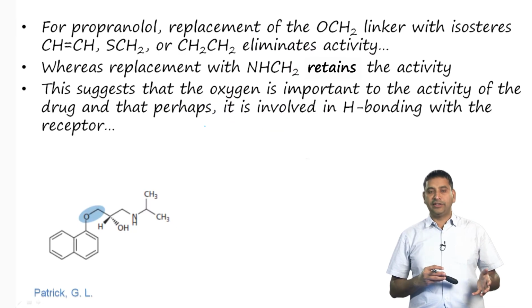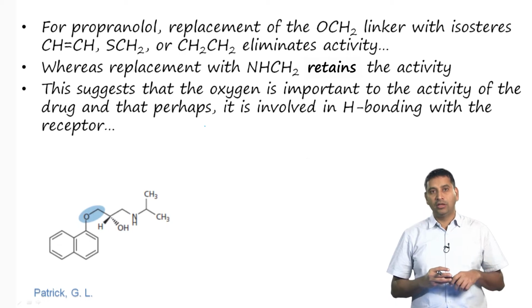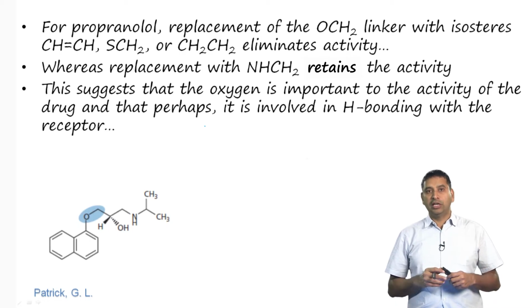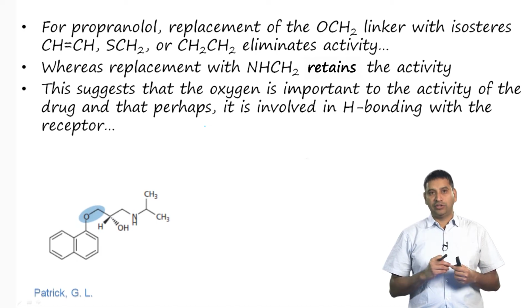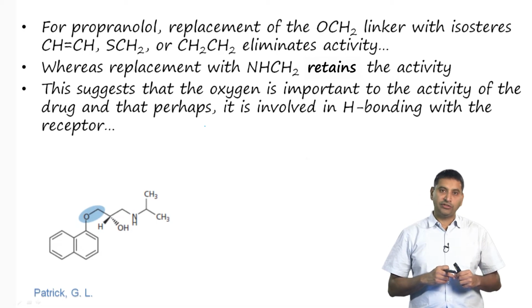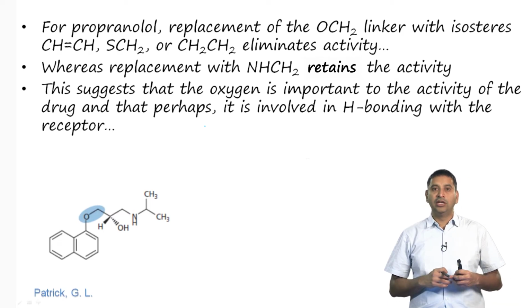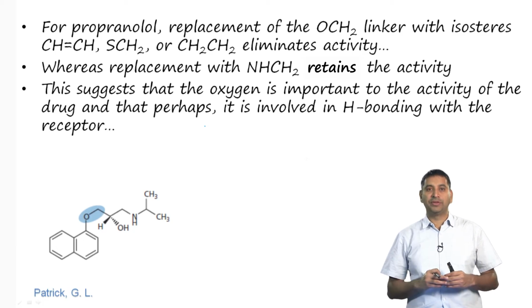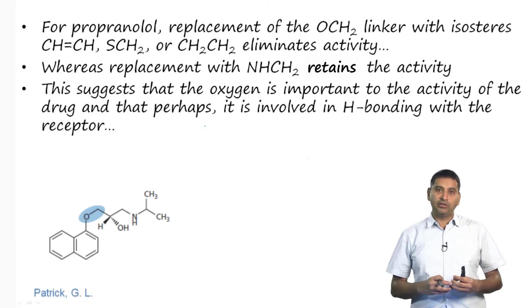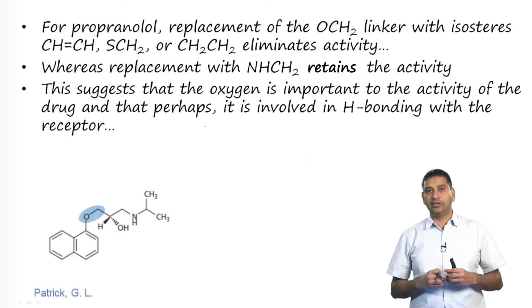So, let us take an example. For propranolol, whose structure is shown here, replacement of an OCH2 linker with the isosteres CH=CH, SCH2 or CH2CH2 eliminates activity, whereas replacement with NHCH2 reduces the activity. So, from these two experiments, what we can conclude is that it is possible that the hydrogen bonding capability is important.